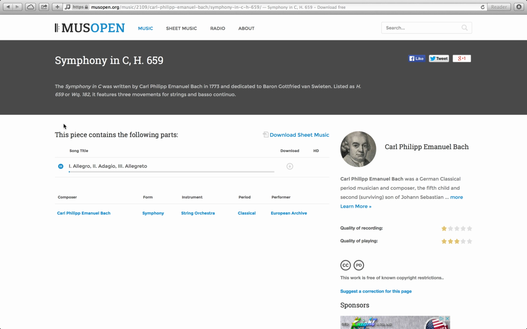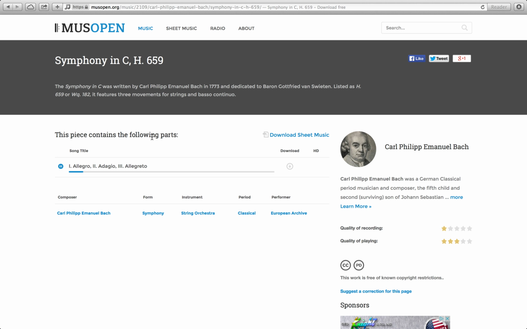The Symphony in C, H659, composed by Carl Philipp Emanuel Bach, not Johann Sebastian Bach. Carl Philipp Emanuel, also known as CPE, because those are his initials. Not PDQ Bach, not CPU Bach. PDQ Bach was a music professor in the 20th century. CPU is something where it played fake Bach music. Well, really, it was real music, but it was created by a machine in the Baroque style.